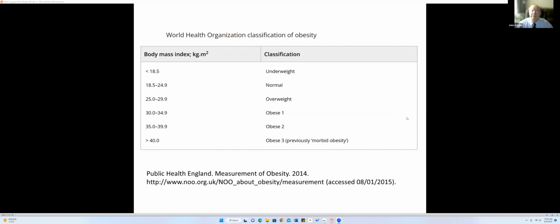have been published. The World Health Organization has come up with the following classification of obesity, and obesity begins at a BMI of 30. At 35, it's obese 2, and obese 3 occurs at over 40, previously called morbid obesity and still called morbid obesity in a lot of places around the world.